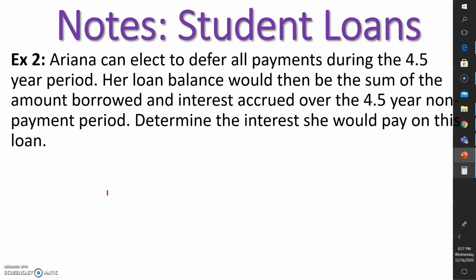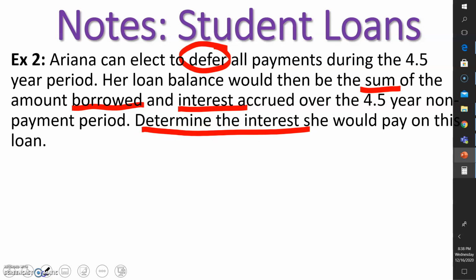Example 2. Ariana can elect to defer all payments. Defer means to put off all payments during the 4.5-year period. Her loan balance would then be the sum of the amount borrowed and the interest accrued over the 4.5-year non-payment period. Determine the interest that she would pay on this loan. All right, so they want us to determine the interest we would pay on this new balance. So let's start with that.